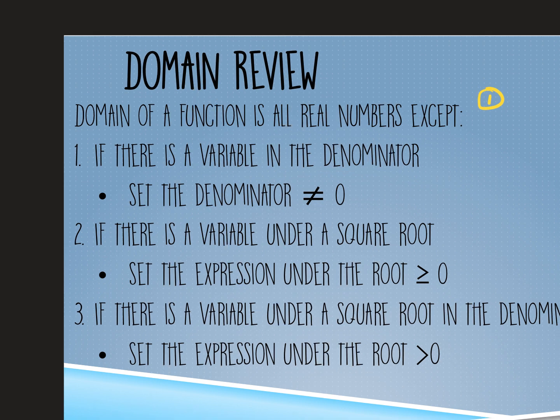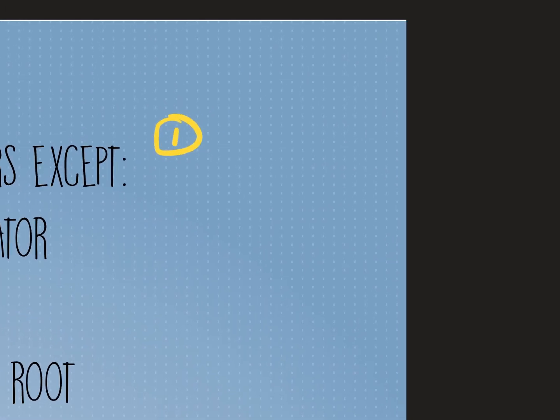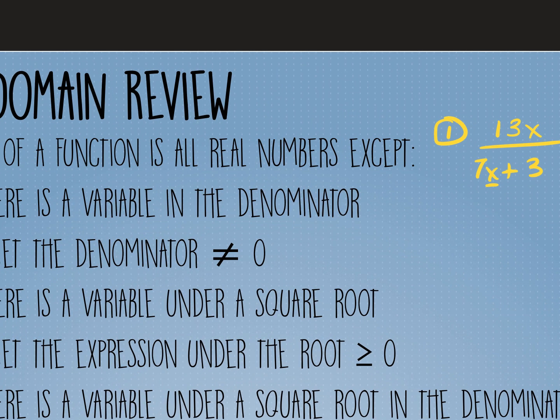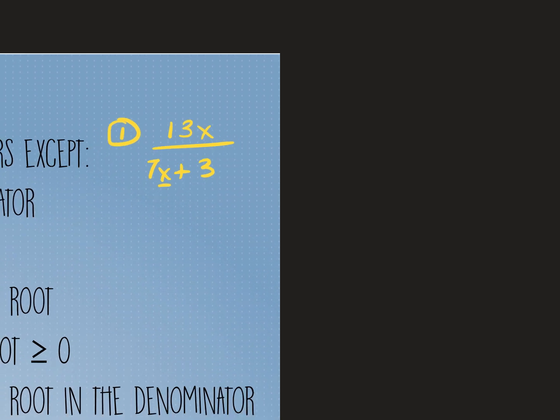So if you have a variable in your denominator, say you have 13x over 7x plus 3. All right, this is a rational function. Why is this a rational? Because you have a polynomial in the numerator and a polynomial in the denominator. It's a fraction. But you just can't say you can plug in any number in the world. The reason why is there is a variable in the denominator. So what does it say to do if there's a variable in the denominator? How do you find out what the domain is? You set the denominator not equal to 0.